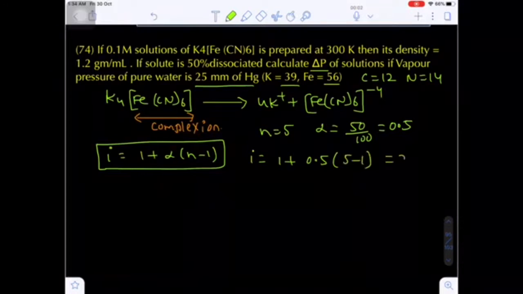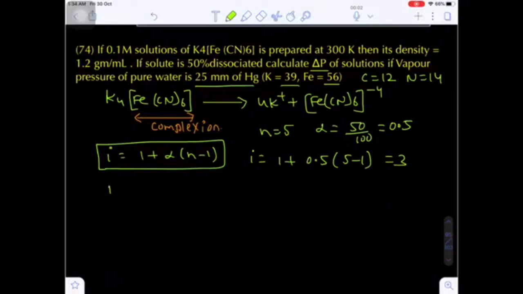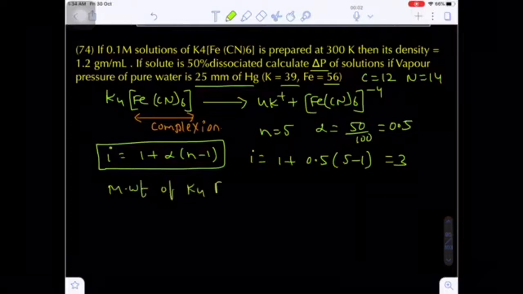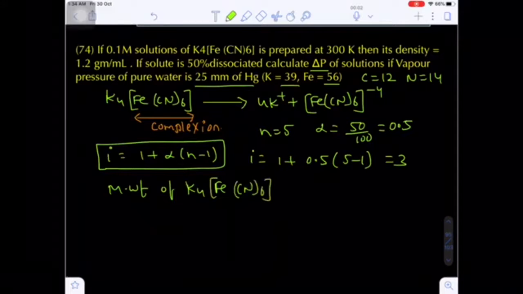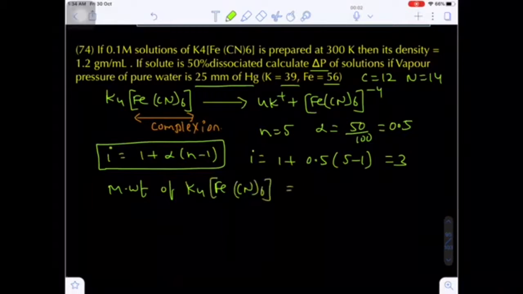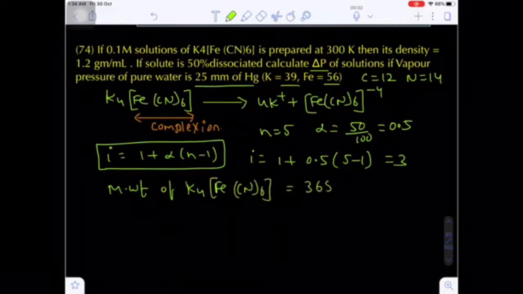2 plus 1 will be 3. So the iota value is 3. Okay. Now one more important thing. What will be the molecular weight of K4Fe(CN)6? The molecular weight of K4Fe(CN)6 will be 368.